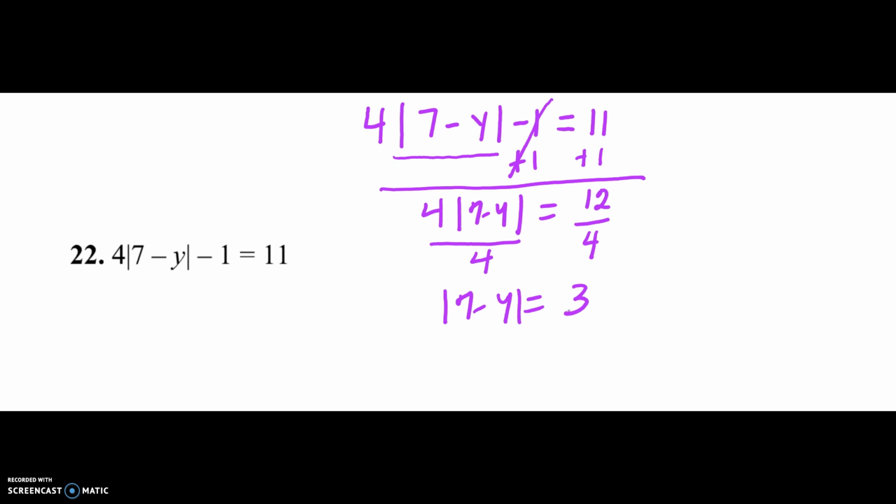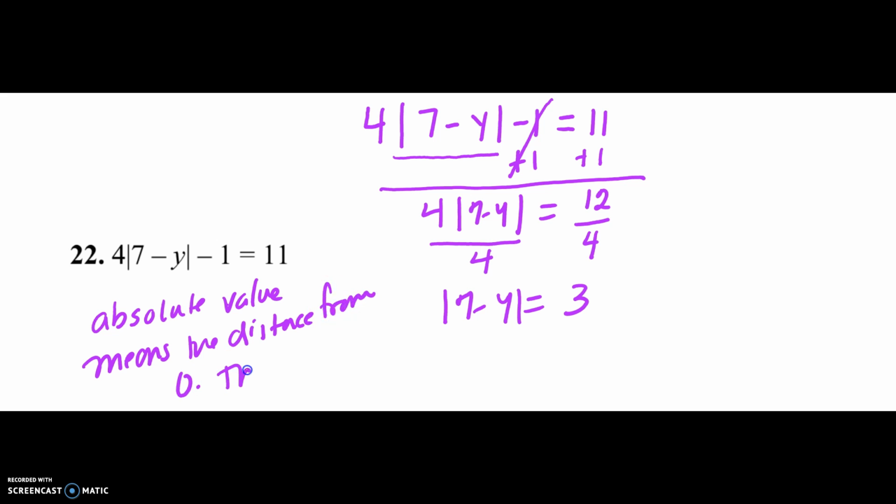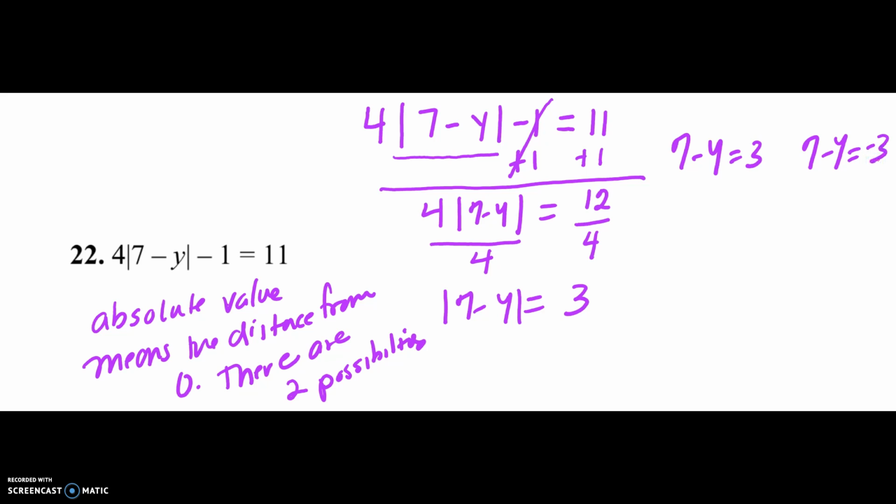Since we know that absolute value means the distance from 0, there are two possibilities. It's either going to be 7 minus y is equal to 3, or 7 minus y is equal to negative 3. And now what you do is you solve both equations just like you normally do.